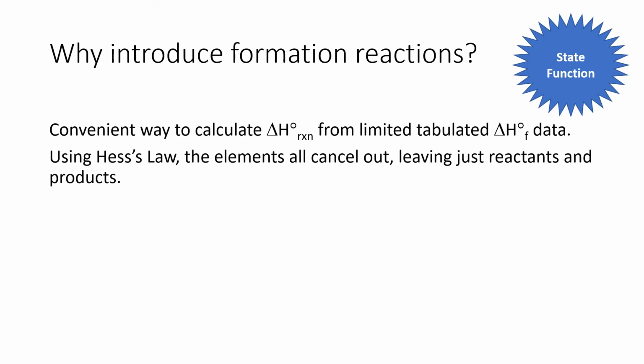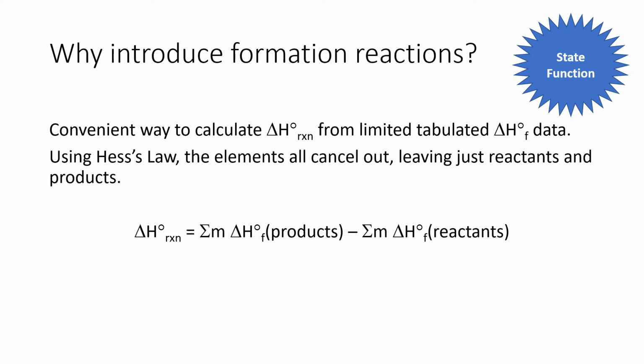So the cool thing about Hess's law and formation reactions is that all of those elements that we write on the reactant side of formation reactions will simply cancel out, so we only have to deal with our desired reactants and products. The equation we're going to wind up with says that the delta H for reaction is given by the product of the coefficients in the balanced equation times the heats of formation for all of the products. And then we're going to add that up for all of the products.